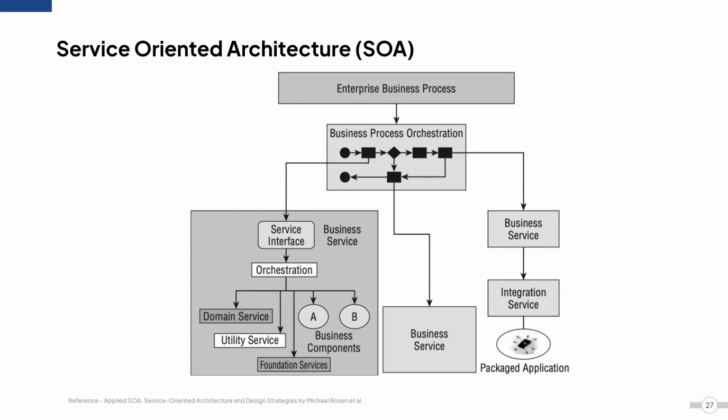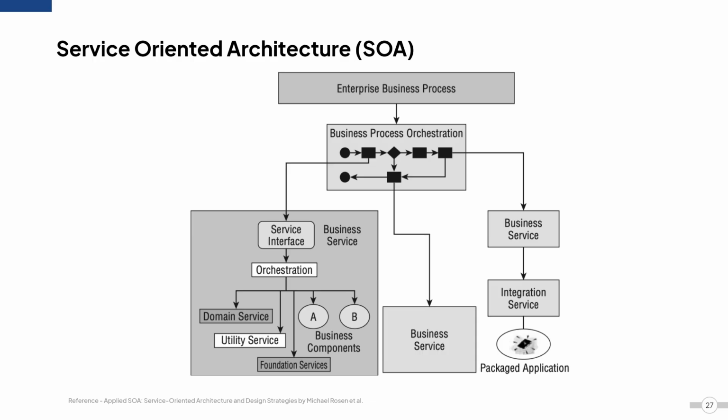And there's another way of looking at it: enterprise business process, this business process orchestration, and individual steps may involve business services, right? And these business services sometimes may utilize integration services and so forth. So service-oriented architecture was great and it was working well and it solved a lot of problems that people had with point-to-point integration and hub and spoke integration as well.